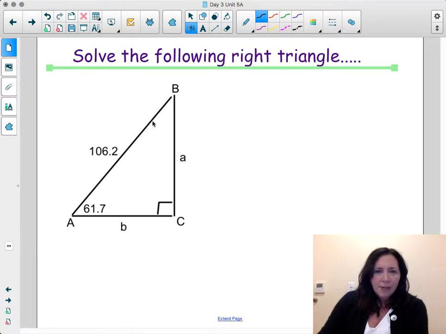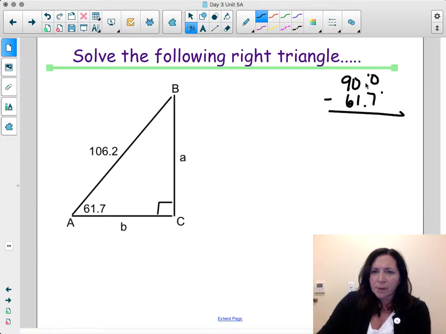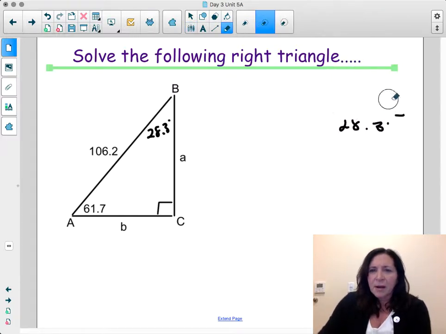So I could just find the angle here. I would go, well, what's 90 degrees minus 61.7 degrees? So borrow, what is that? Okay, so you're just borrowing. So that's 28.3 degrees. That's right here, 28.3. Okay, not awful. That's pretty easy.